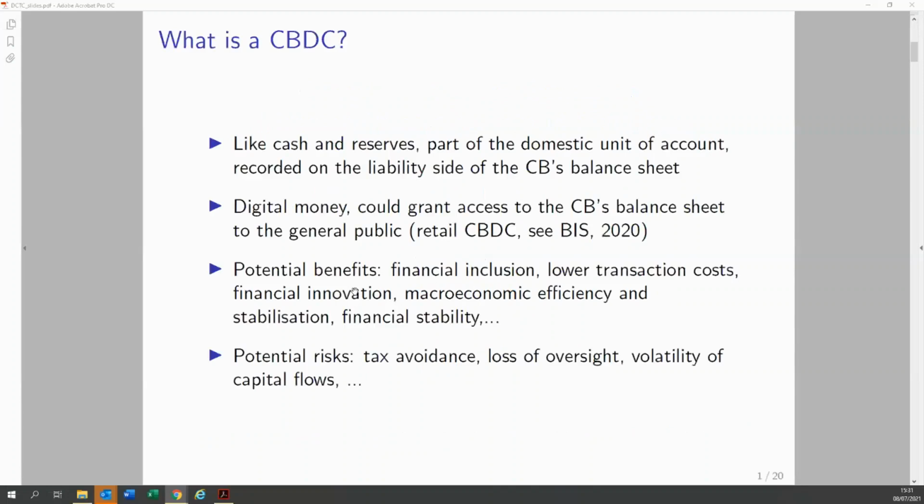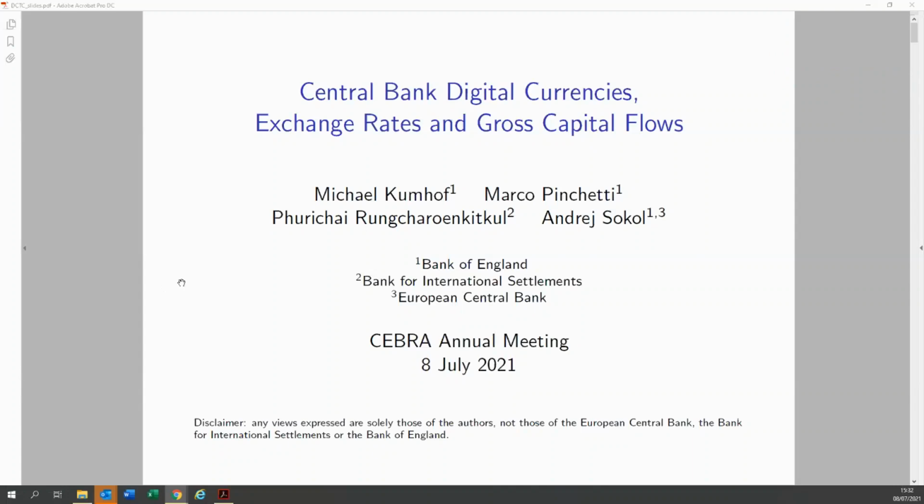So this is joint work with Michael, Marco Pinchetti, also at the BOE, and Phurichai Rungcharoenkitkul from the BIS. So the usual disclaimer applies to all of us. And as Michael said, this is very much still work in progress. Even the title is still provisional, but we did think that we have enough interesting material to show, to make it worthwhile to participate in this session.